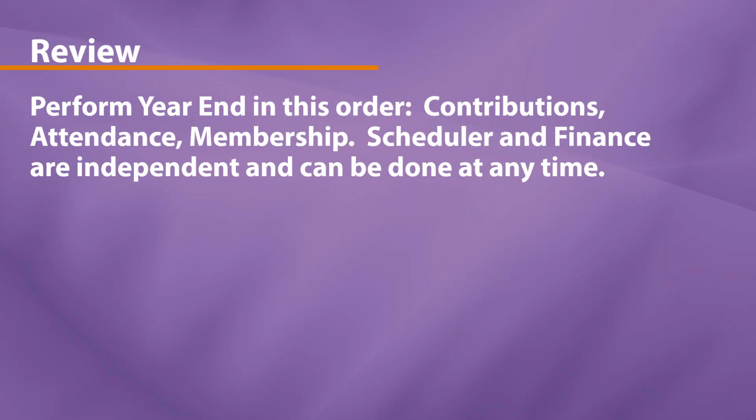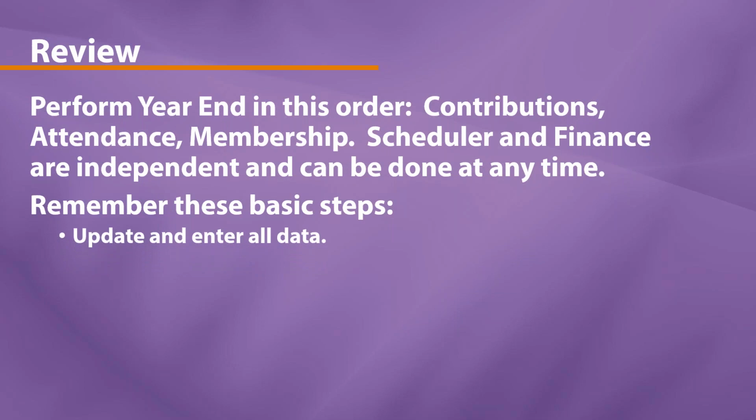do membership. Now, Scheduler and Finance are their own software, Scheduler being a support and Finance being its own set of rules for recording and year end. So those two can be done first, can be done last, and can be done not at all if you don't use them. So you could do Scheduler, contributions, attendance, membership, and then Finance at the end if you wanted to. Or you could do contributions, attendance, Scheduler, membership, Finance in that order if you would like. Just know that there is a very set order for contributions, attendance, and membership, and you should be okay.